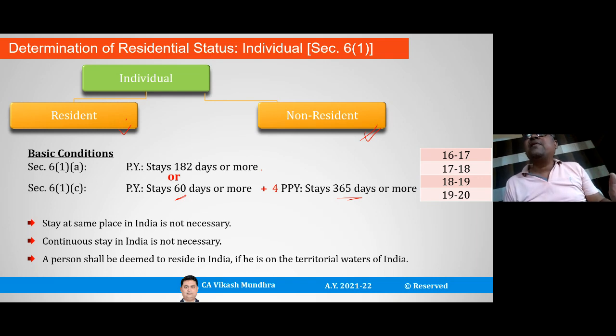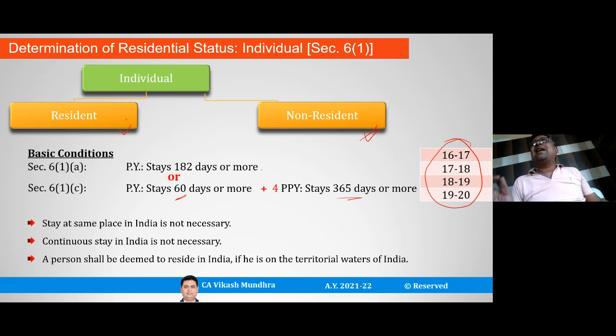What are the four preceding previous years? Just before that particular previous year for which you are determining the residential status. For example, if you are determining residential status for previous year 2020-21, then that individual should be in India for 60 days or more, plus during these four previous years, the total of his stay, 2019-20, 2018-19, 2017-18, and 2016-17, should be 365 days or more.